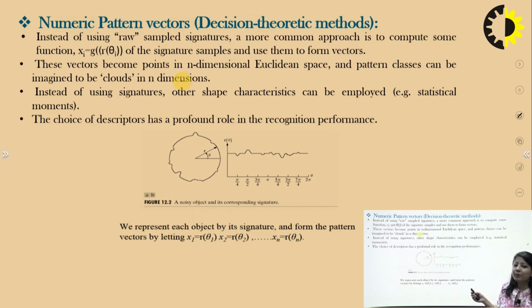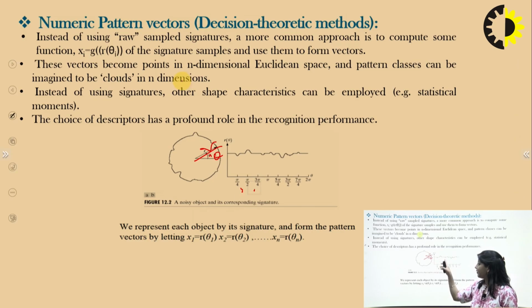This is also a numerical descriptor. If this is the shape, and this is the angle theta and this is the radius r, we can plot this at different angles. At pi by 4 we get this point, and at pi by 2 we get this point. So we get the boundary. This signature technique is used in the boundary descriptor. So this is a numeric descriptor to find the boundary of the image.